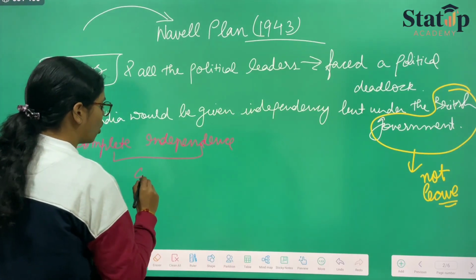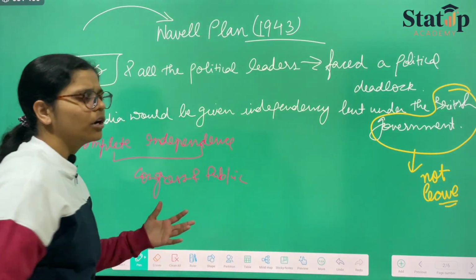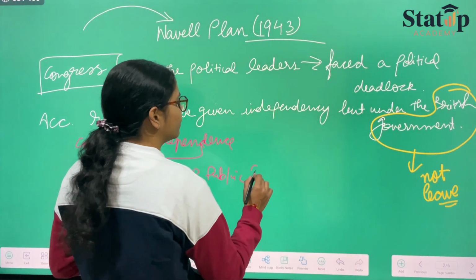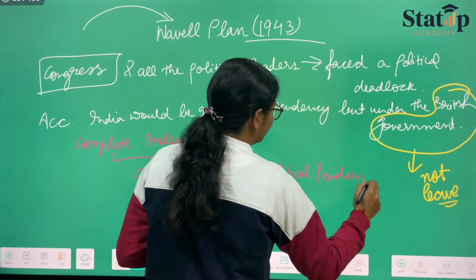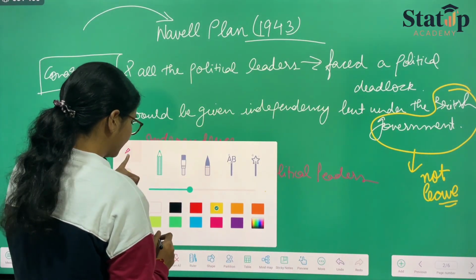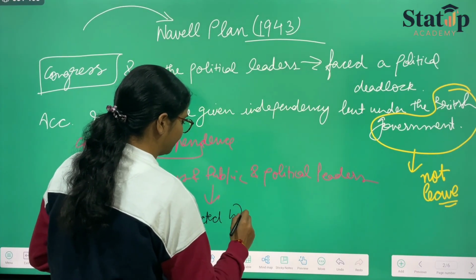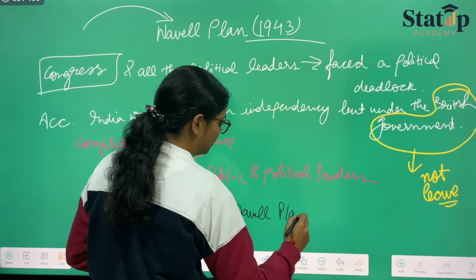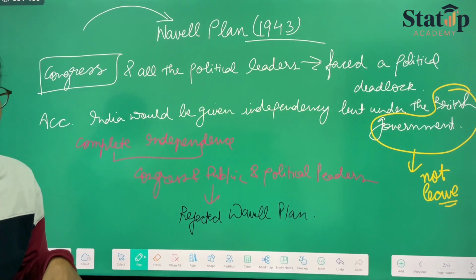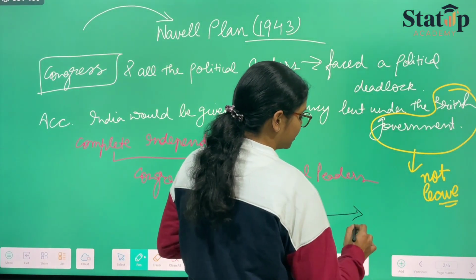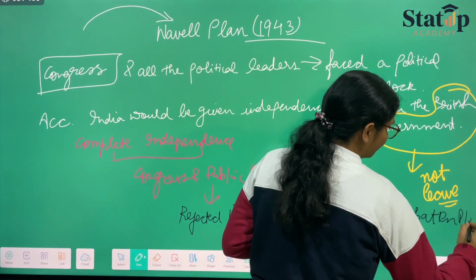And hence, the Congress, the public, all the political leaders, and everyone, what did they do? They did nothing but reject the plan. Rejected which plan? Wavell plan. Okay, when Wavell plan was rejected, therefore came another thing, that was the Mountbatten plan. Another thing that came was the Mountbatten plan.